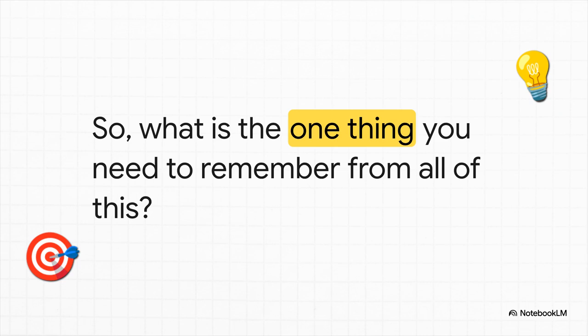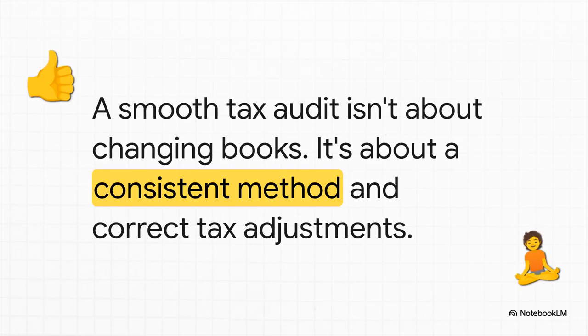Okay, let's bring this all home. If you only remember one single thing from this entire explainer, please make it this next point. Having a smooth tax audit has nothing to do with changing your company books. It is all about having a consistent method for your internal records and then, separately, making the correct tax adjustments when you do your income calculation. You get those two things right, and you are in great shape.